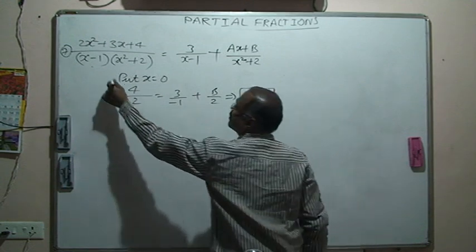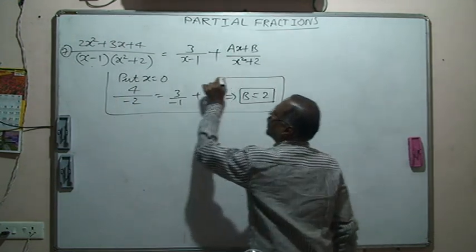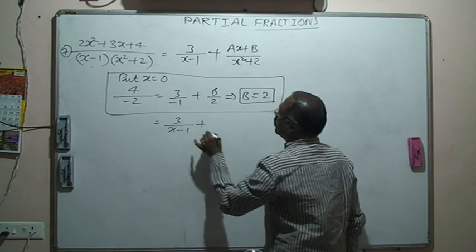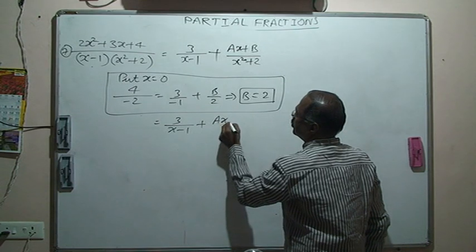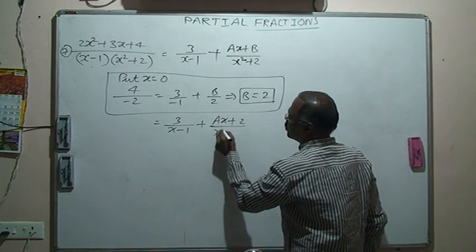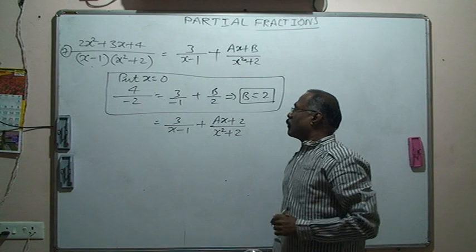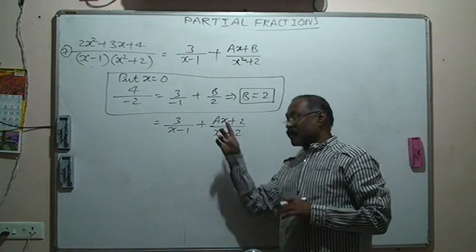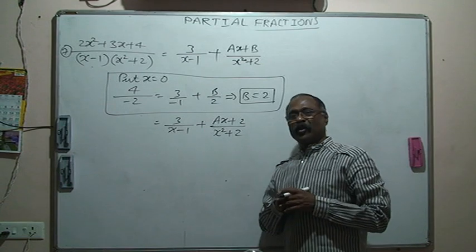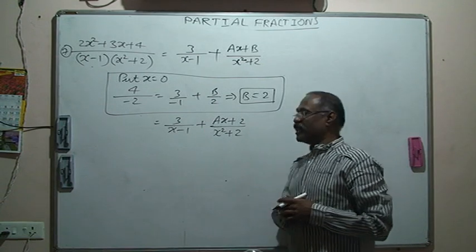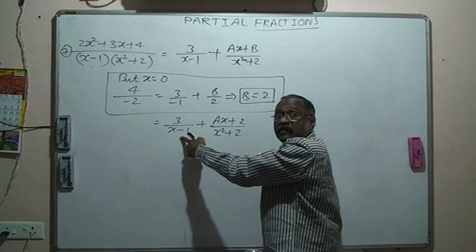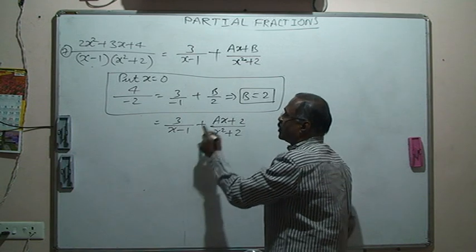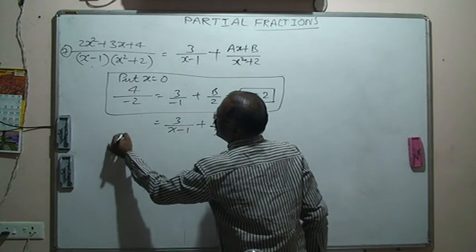Now, this is the substitution we did to get the value of b. Now, how will it be written? 3 by x minus 1 plus ax plus 2 by x squared plus 2. X equal to 0 is done. Now you cannot give x equal to 0 here because we need a. If you give x equal to 0, a also becomes 0, a into 0. That is why x equal to 1 cannot be given, because it is already used. So x equal to minus 1 can be given. So put x equal to minus 1.